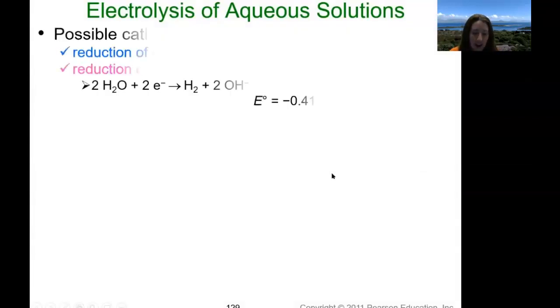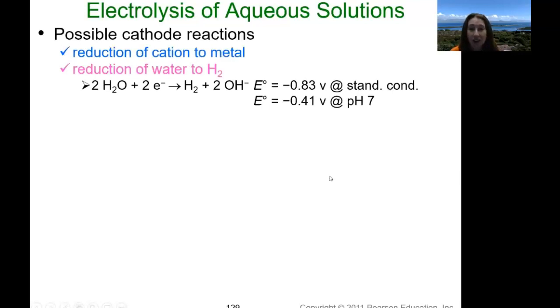Okay, so now to throw another wrench in it, oxygen has multiple places to oxidize and reduce, right? So here's the reduction of water to H2. So this one right here, if you look at your table, it's 0.83.